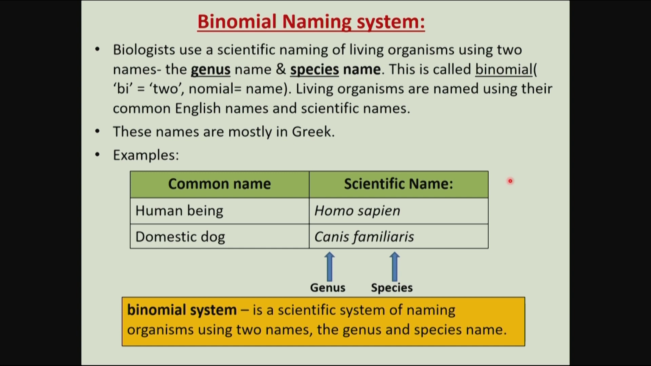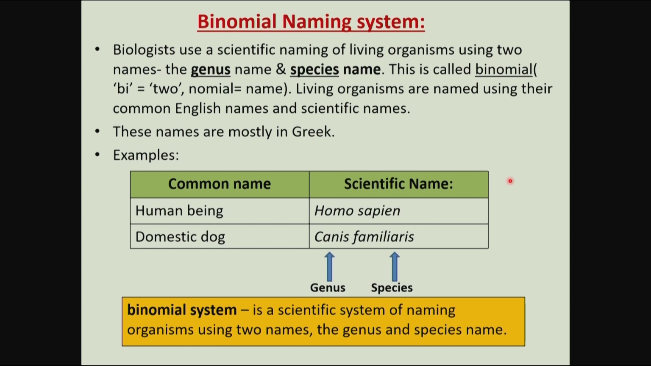And most of these names are mostly in Greek, okay? Like, for instance, you can see the case of human beings. Human beings are called Homo sapiens, okay? Domestic dog, Canis familiaris. The first name is the genus name. The second name is the species name. These are not English names, okay? They are mostly in Greek.